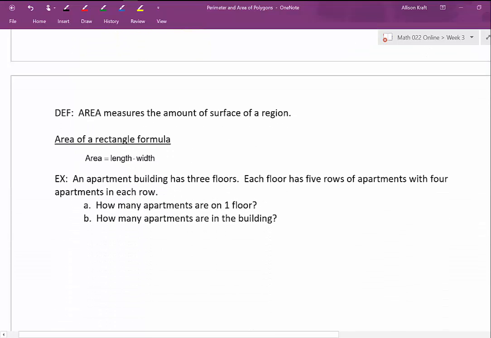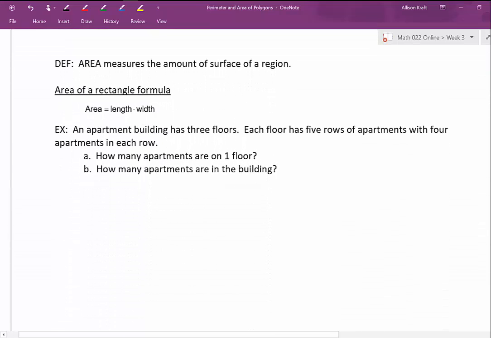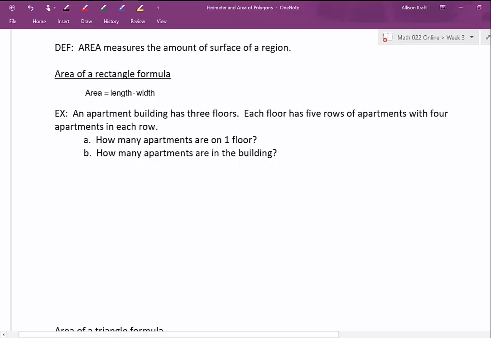Next, we're going to talk about area. Area measures the amount of surface in a region. We're going to talk about the area of a rectangle and the area of a triangle in this lecture. The formula for area of a rectangle that you will definitely need to know is that the area is equal to the length times the width.